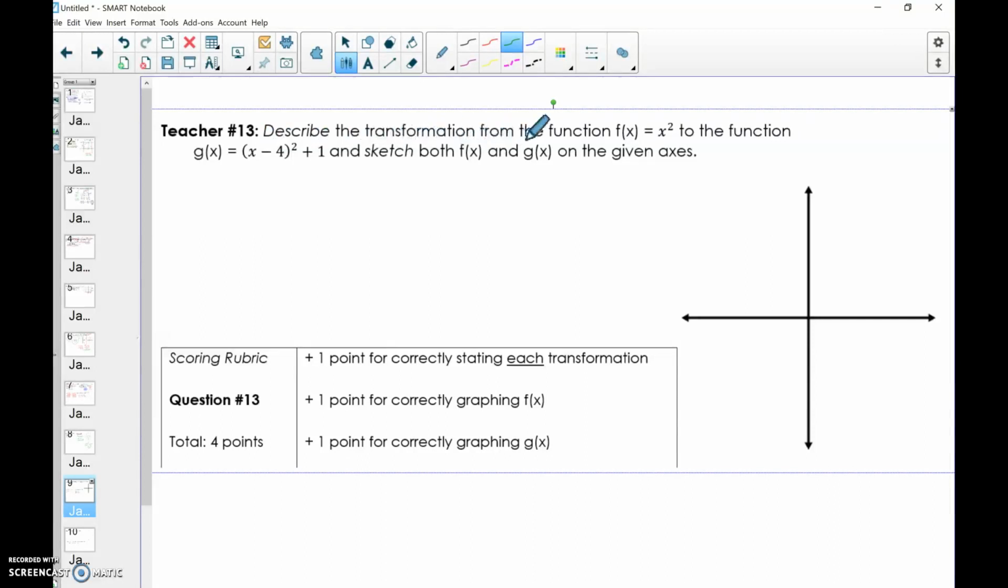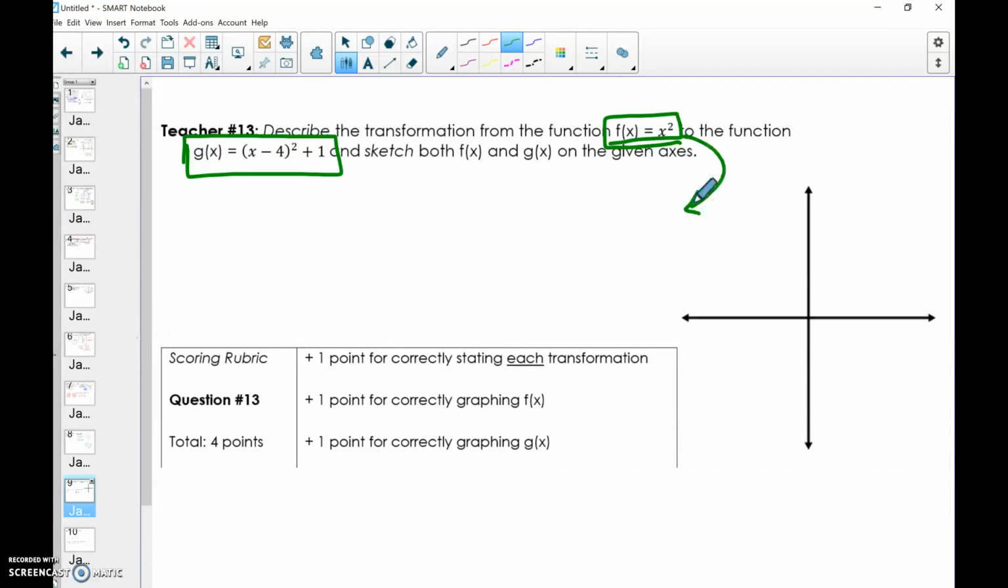So it says describe the transformation from the function f of x equals x squared to the function g of x equals all that, and you have to sketch both. Now hopefully you remember that this is your parent graph. It's kind of just the basic picture of what parabolas look like before we do any changes to them. We talked about in my class that we have -2, -1, 0, 1, 2. Those are the numbers we always start with. If I plug them in here and square them, -2 squared is 4, -1 squared is 1, 0 squared is 0, 1 squared is 1, and 2 squared is 4.